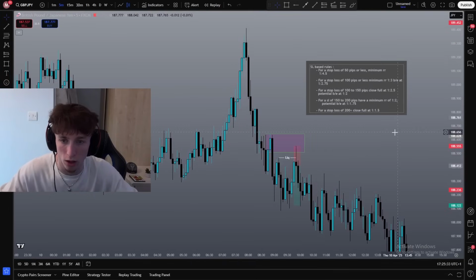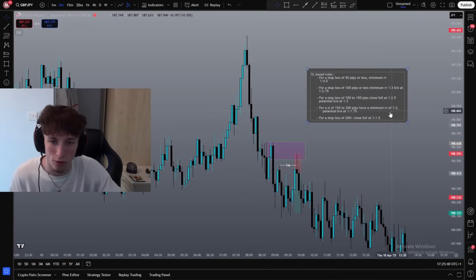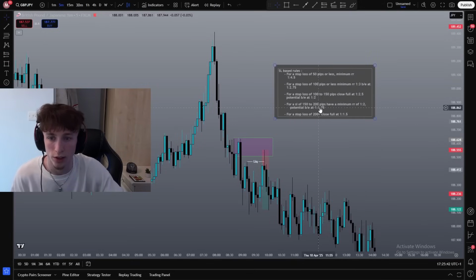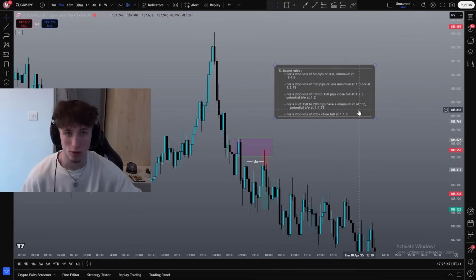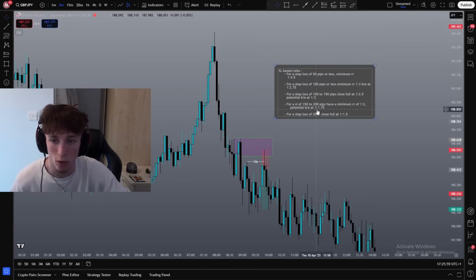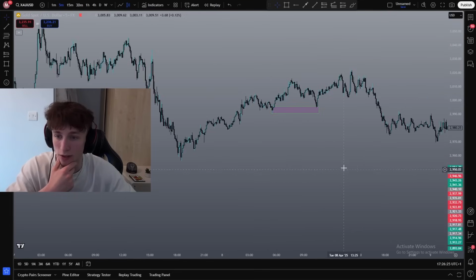Obviously with these rules, there are also break-even rules. So for example, with a stop loss of 150 to 200 pips on gold, you'd have your minimum RR at 1 to 2, so that's where you'd probably take your full TP. And then once you hit a 1 to 1.75, you can move your stop loss to break even if you'd like. But that's about it for that.